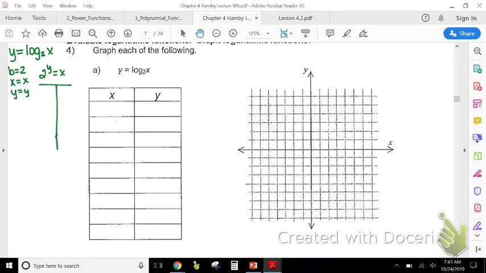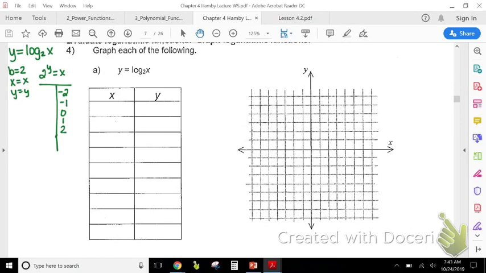The only problem is, what's in the exponent here? Y. So I'm going to do things a little different. I'm going to pick some y values, and I'm going to plug them in and solve for x. And guess what y values we're going to pick? How about -2 to +2? We could do -3 to +3, but this gives us enough.